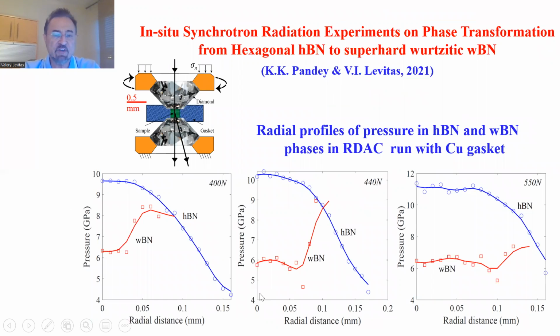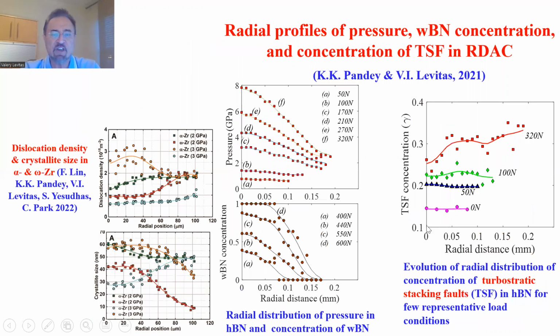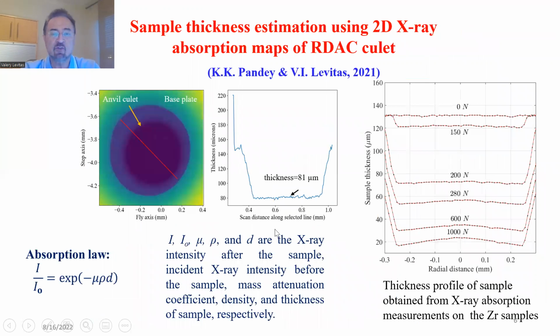What we measure? We measure radial distribution of pressure in each phase. You see here in hexagonal and wurtzitic boron nitride, and they differ by factor 2 or by 6 GPa, so it's important to know both. Then we measure distribution of volume fraction of high pressure phase, of phases, and defects: turbostratic stacking fault, dislocation density, crystallite size.